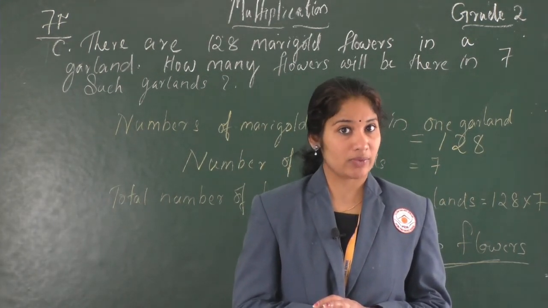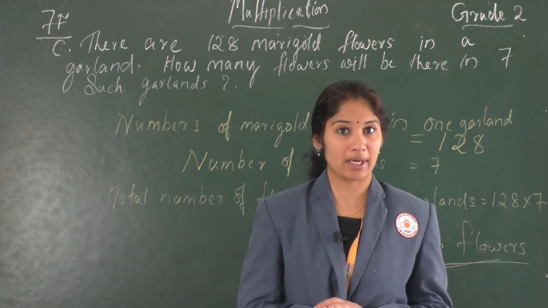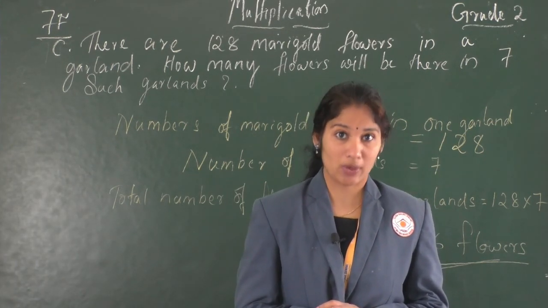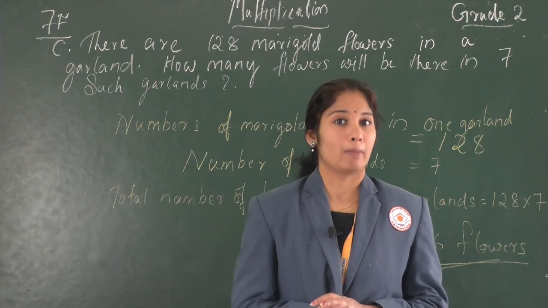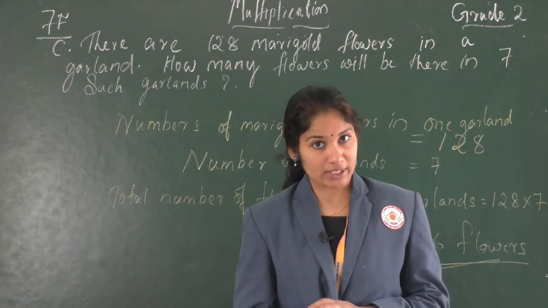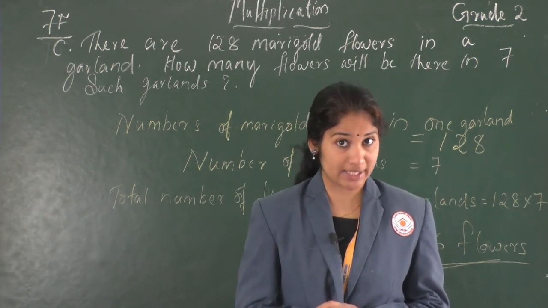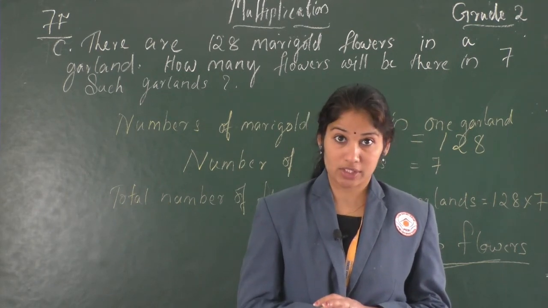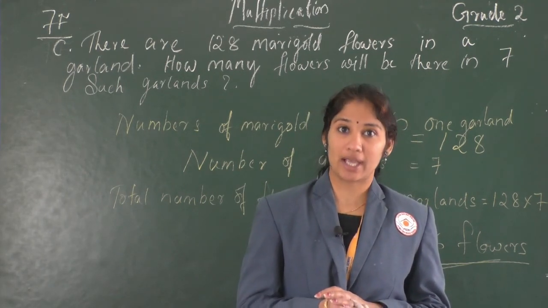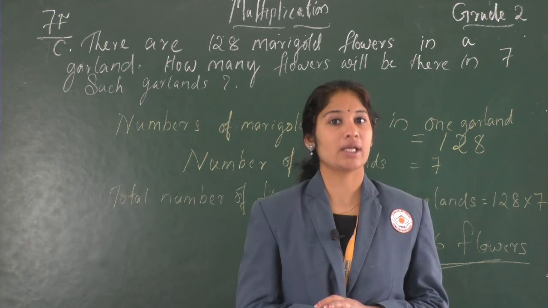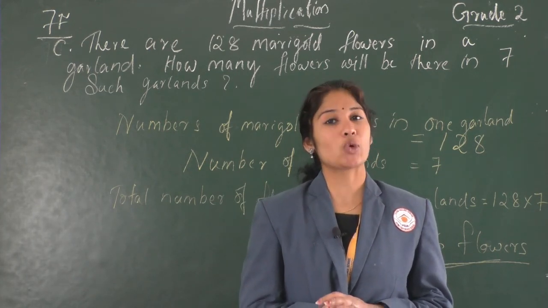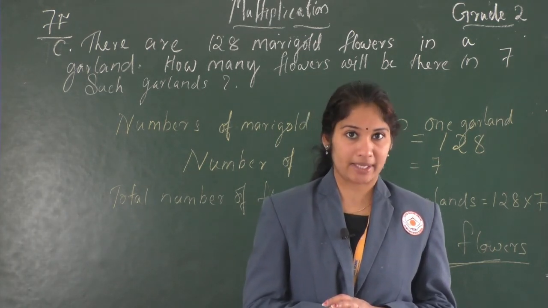And next, what did we learn? Multiplication of a 2-digit number by a 1-digit number with regrouping and without regrouping. Multiplication of a 3-digit number by a 1-digit number with regrouping and without regrouping. Last, we learned stories based on multiplication.